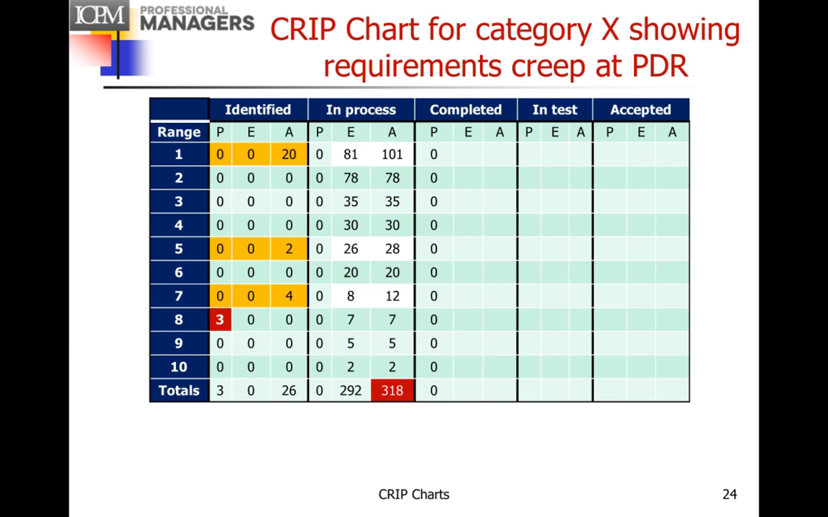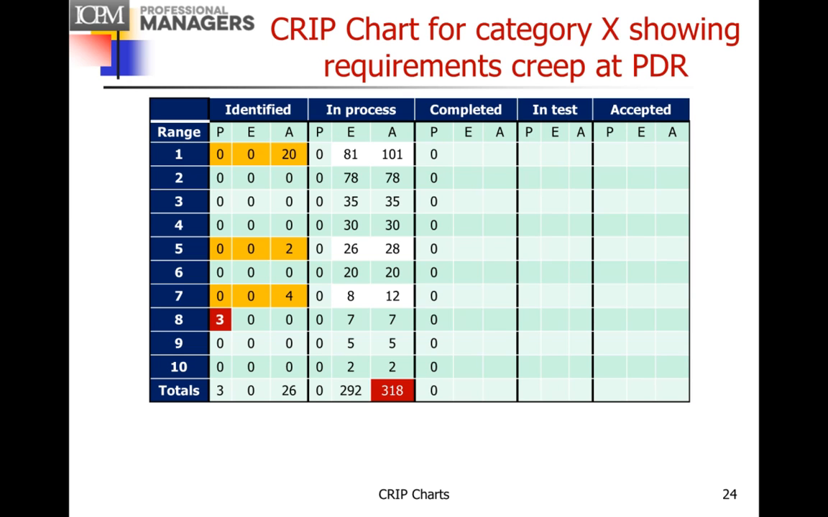in range 1. Similarly, in range 2 and range 4, in range 5 and range 7, extra requirements showed up, and we're actually working on the design of the system that will meet those additional requirements as well. And we've got 3 requirements that we're planning to identify after PDR, between PDR and CDR.